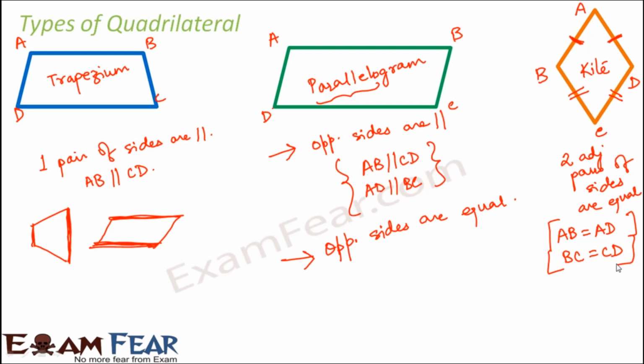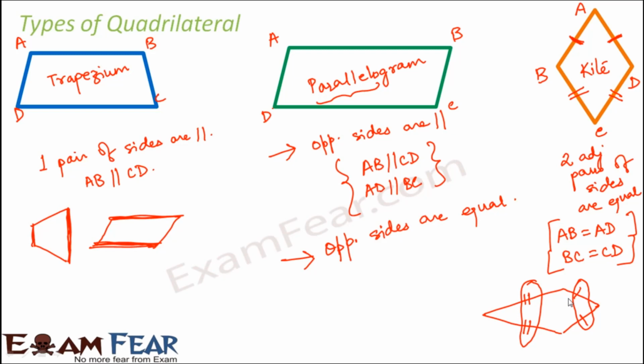Now a kite can also come in many different shapes. Something like this. If a diagram is drawn like this, where this is equal to this and this is equal to this, this is also a kite, because you have one pair of sides equal, and another pair of adjacent sides equal. So a kite can look like this as well.